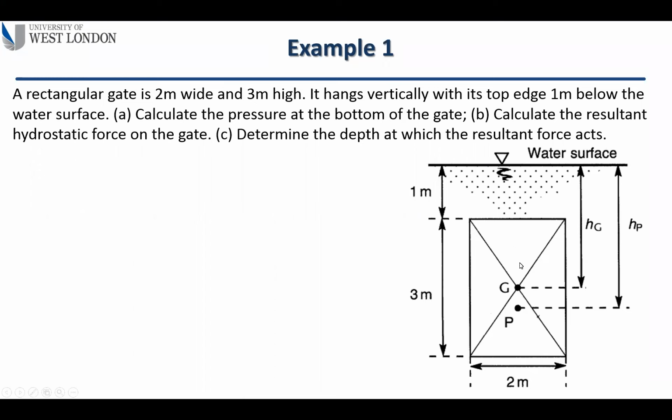This is the gate, which is parallel to the screen. We're going to need to calculate the resultant force and its location. The gate is hinged around its top, vertically, at the top edge, which is 1 meter below the water surface. The question is to calculate the pressure at the bottom of the gate.